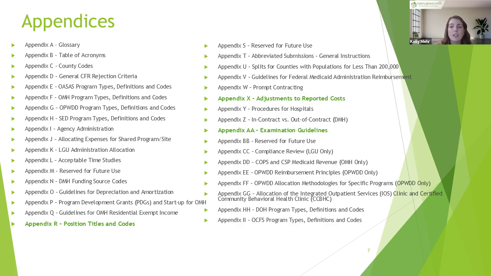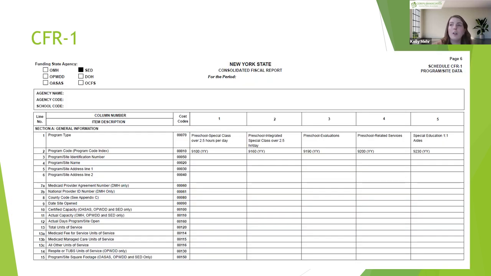The next one is Appendix X, which clearly outlines all non-allowable costs. And then the last one that's in green is the Appendix AA, which is the appendix that the auditors use as a guide when we're auditing your CFR. So again, just keep in mind that the appendices are a useful tool when preparing and even when reviewing your own CFR. Okay, so now let's jump into the schedules. So the first one is CFR One.